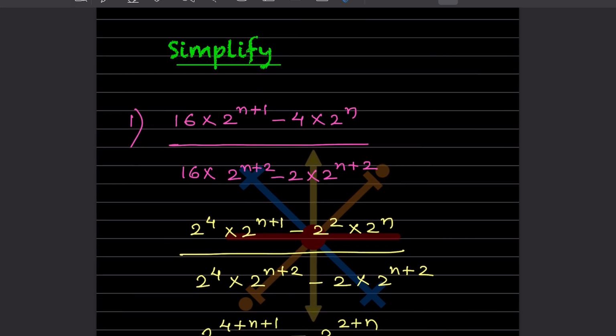So first thing, what are we going to do? We'll take 16. You know the factors of 16: 2 into 2 into 2 into 2, 4 times is 16. So I wrote it over here. This I wrote the same. Again for 4, 2 raised to 2. Now if you look at the denominator, this again is 2 raised to 4. This is the same, this is the same, and this is the same.